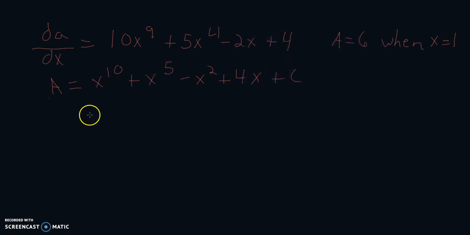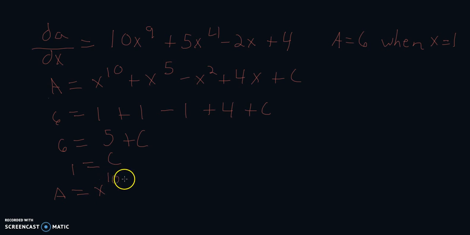So now we have to plug in this condition. So 6 equals, and this is pretty easy, 1 to the 10th is 1 plus 1 minus 1 plus 4 plus c. So 1, 2, 6, 5. So 6 equals 5 plus c. So 1 has to equal c. So our actual initial function is A equals x to the 10th plus x to the 5th minus x squared plus 4x plus 1.